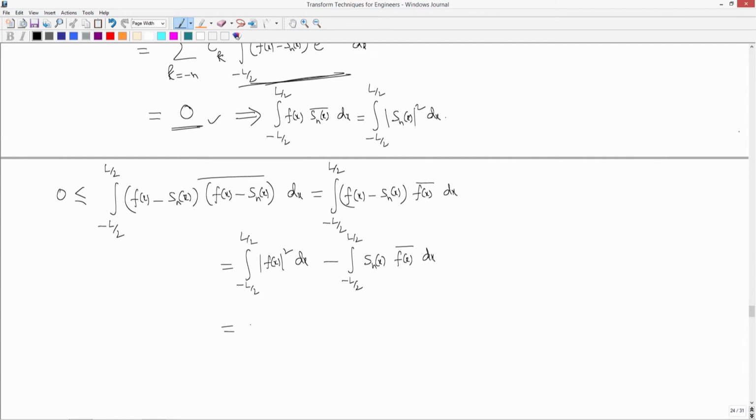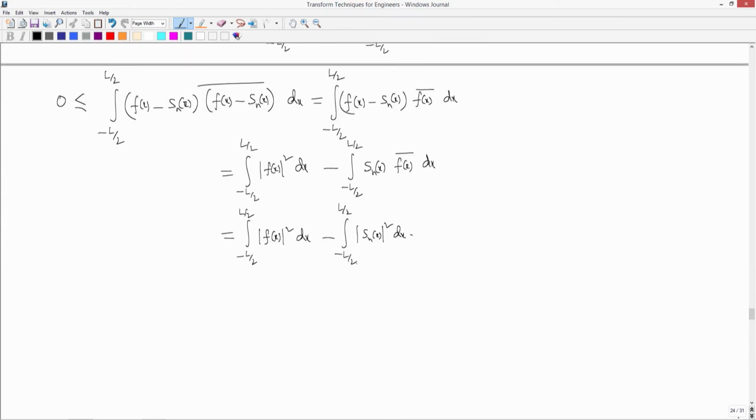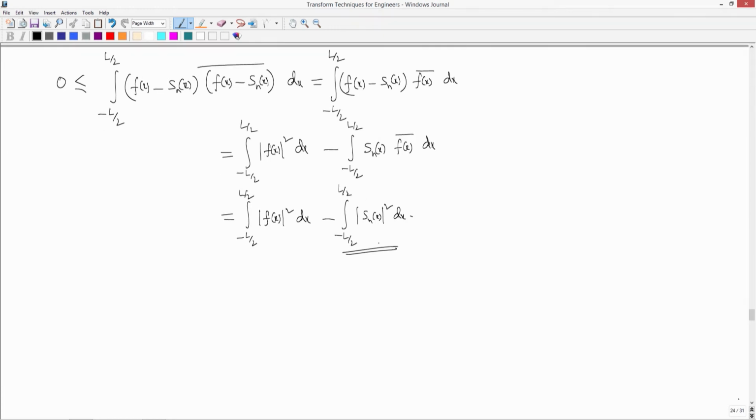So this is equal to the integral from minus L by 2 to L by 2 of modulus f(x) square dx minus the integral from minus L by 2 to L by 2 of S_n(x) square dx. And clearly, this quantity is a positive quantity. And what is this one? The integral from minus L by 2 to L by 2 of mod S_n(x), or rather S_n(x) into S_n(x) bar dx.